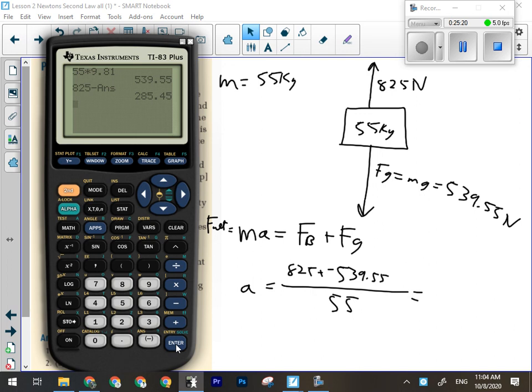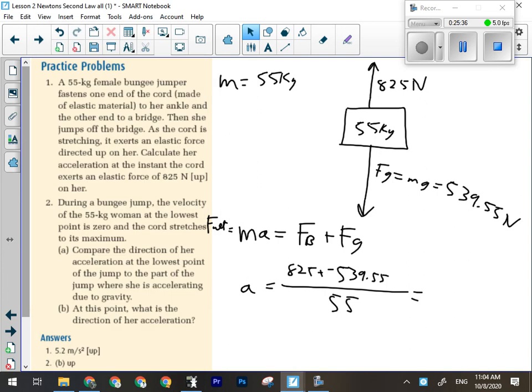Okay, so there's my net force. It's 285.45 newtons up. That's good. I want my net force to be up in this situation. And now I'm going to divide that by her mass, 55. All right, so her acceleration upwards is 5.19 meters per second squared. We only have two significant digits here, so we're going to say 5.2 meters per second squared up.